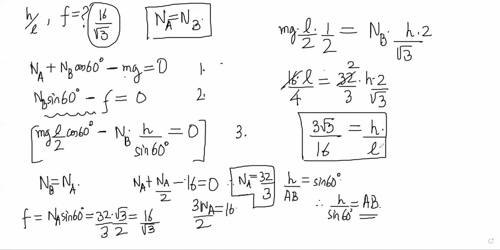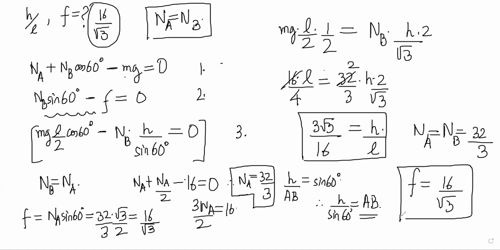So basically you are getting H by L is 3 root 3 by 16, and Na is equal to Nb is equal to 32 by 3, and also the friction force is equal to 16 by root 3. So these are the answers. I wanted to discuss this problem because this type of setup has been asked many times before and you need to be aware of what to do when you encounter this stick against a wall type of setting, right? Let's look at the next problem.